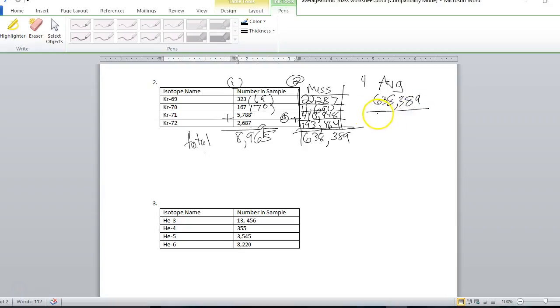638,389 divided by 8,965, my total number in sample. So let's see what we get. You get 71.20. So we're going to say 71.2 AMU, atomic mass unit. So we were correct to estimate we'd be somewhere between 71 and 72 based on our number of sample. So again, a nice way to check your answers.